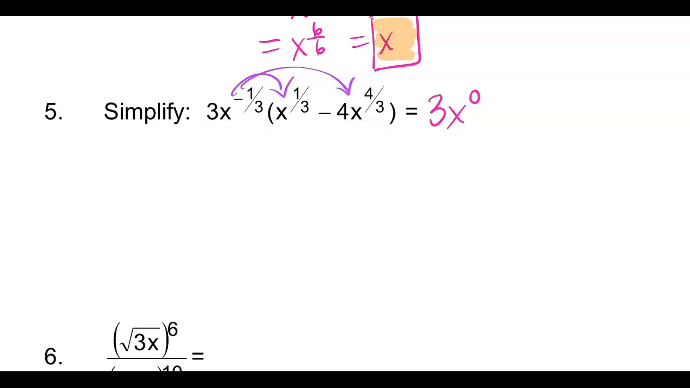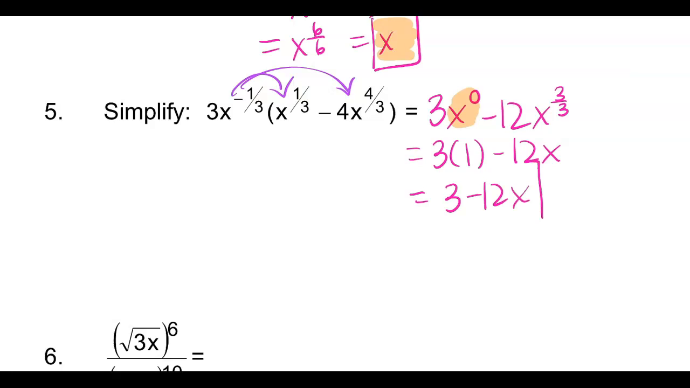Okay, well, let's start simple. Negative 4 times 3 is negative 12. X is going to be raised to, we're going to add negative 1/3 and 4/3. When you add both of those, that's going to become 3 over 3, which is the same thing as 1. Anything to the 0 power is 1. So we're going to have 3 times 1 minus 12x to the first power. That 3 times 1 sometimes will affect your answer, but for this question, it doesn't. This is your answer.